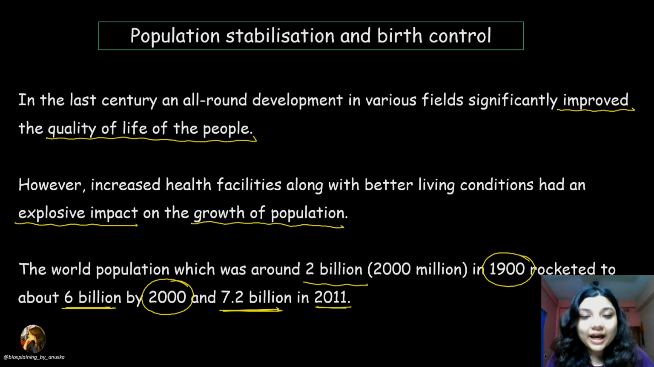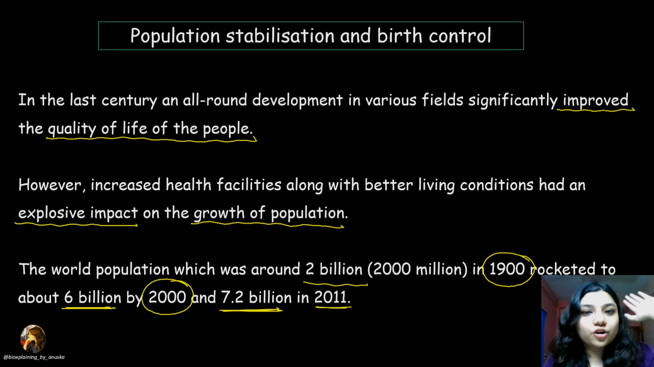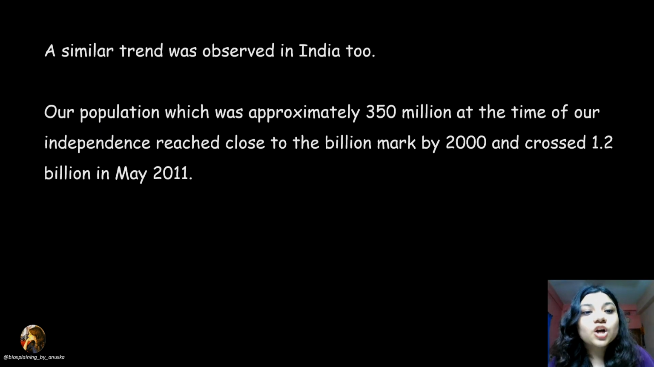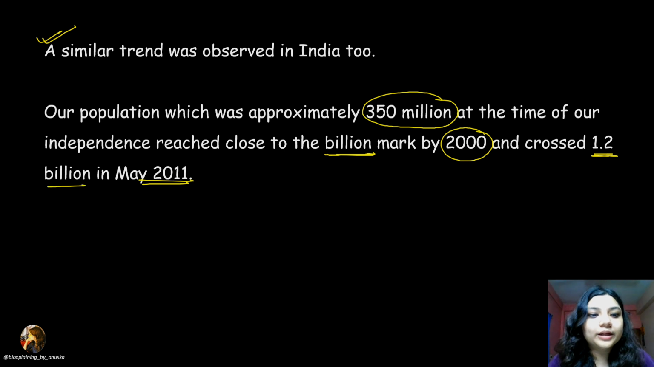That is, as much as healthcare facilities improved, the population started to rocket very high. A similar trend was observed in India. Our population was 350 million at the time of our independence. But in the year 2000, it reached the billion mark. And in 2011, it crossed 1.2 billion.